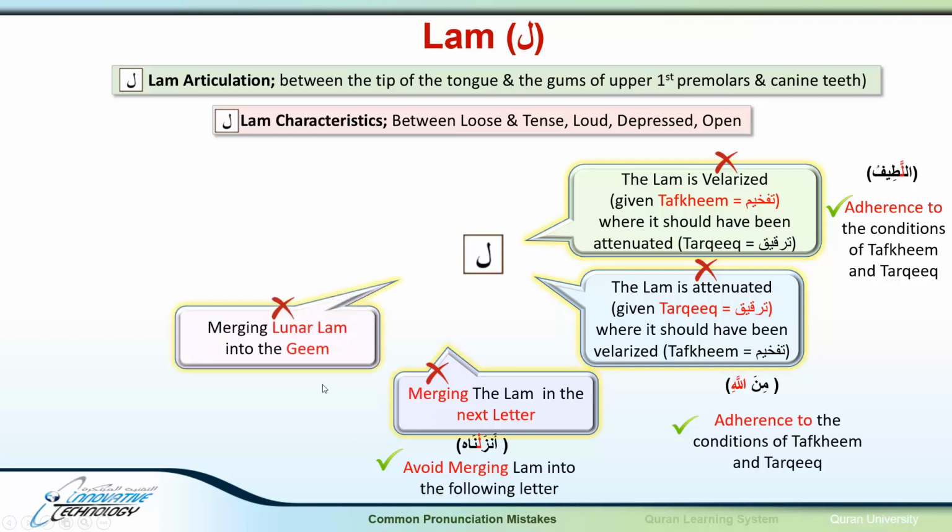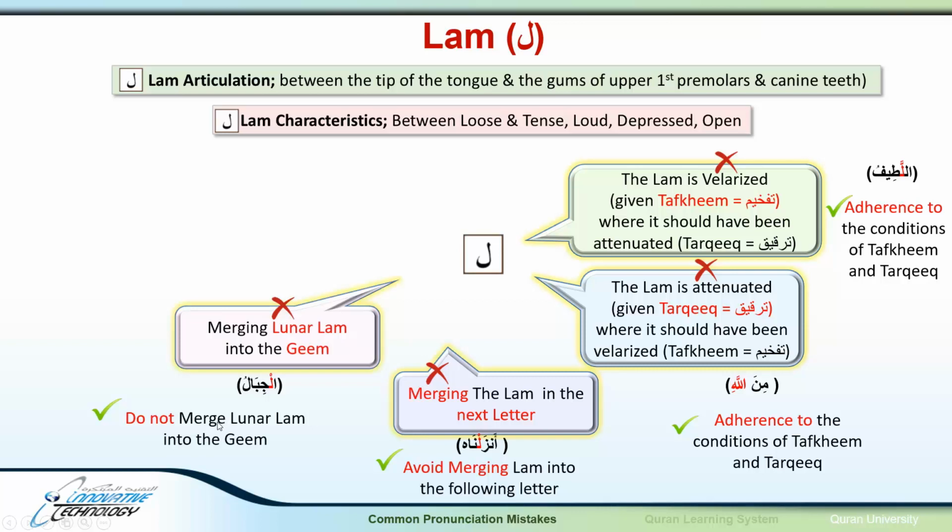The fourth mistake is merging the lunar lam into the jim. There is a complete lesson about the lunar lam, so don't worry about it, but now just be oriented with the mistake. An example is الجبال. Saying it directly with the alif followed by the jim as if there is no lam. But this is wrong. Al-jibal is the right way of pronouncing it. It's like this.